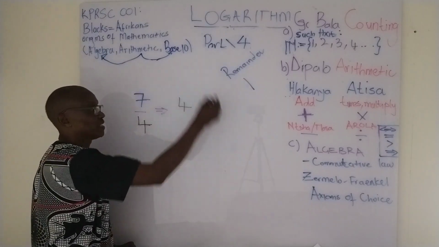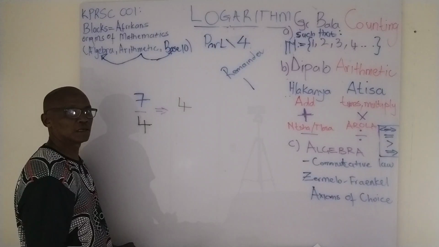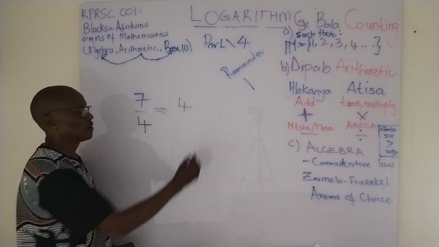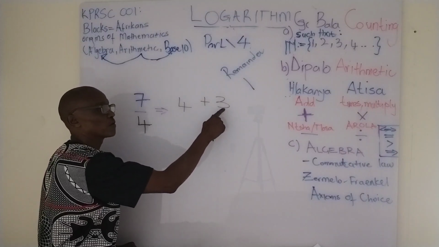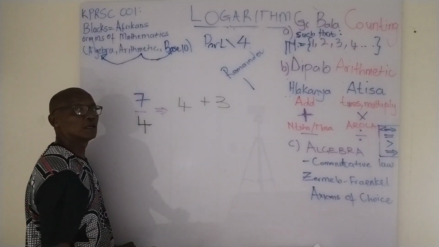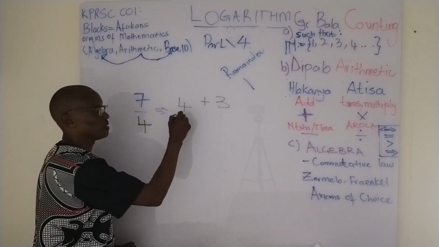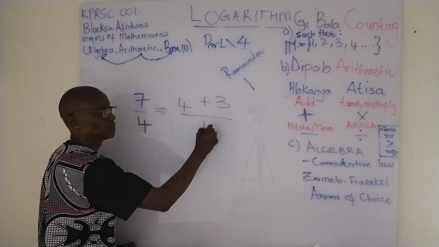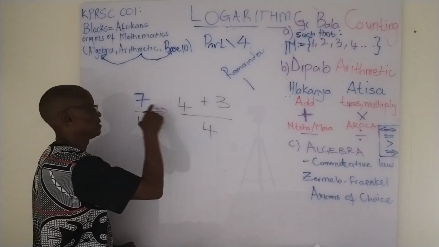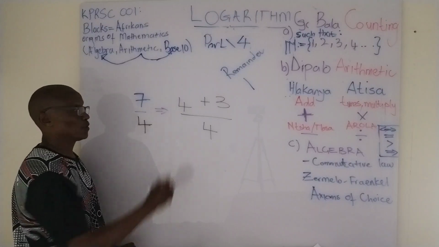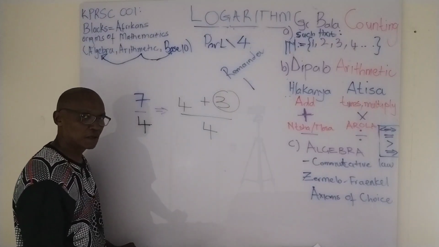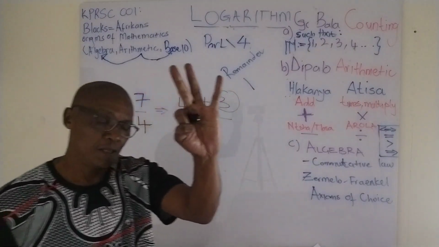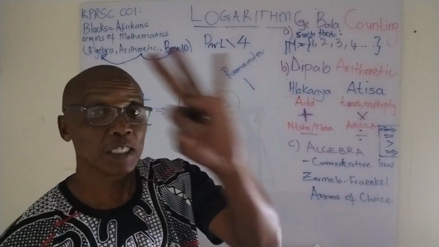Now, if I bring another one, it will give me 8. So I can't go on. So something is remaining. And that which remains does not contain 4. There's no 4 here. So I'm done counting. And of course, 4 plus 3 is 7. There it is. So there is only one 4. But the remainder is 3. 3. Not 0.75. 3.